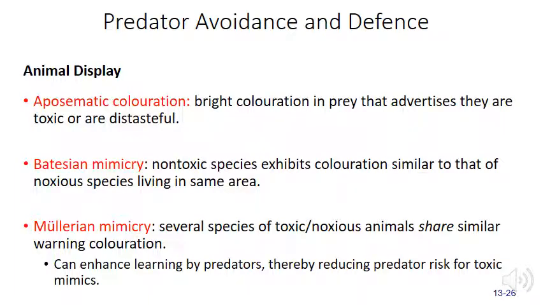Other forms of animal displays that prey species exhibit to avoid predation are aposematic coloration, Batesian mimicry, and Mullerian mimicry. And I'll go through an example of each of those now.